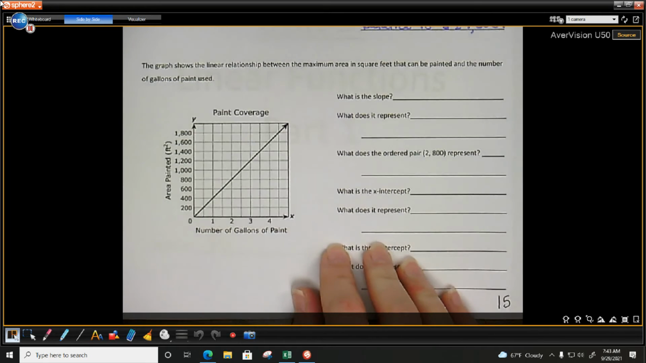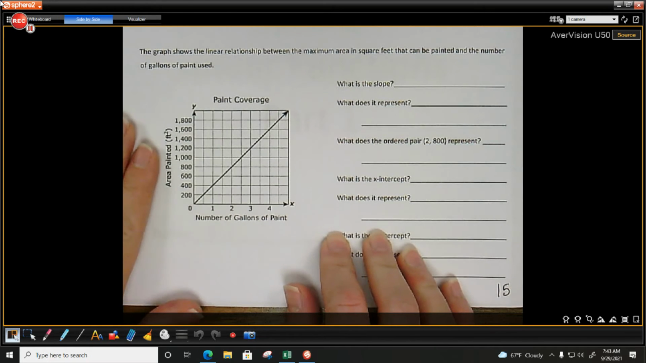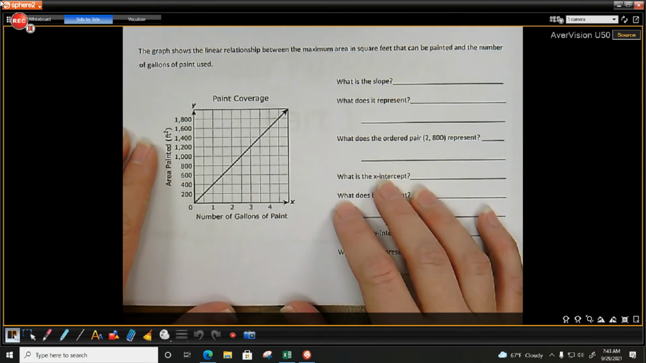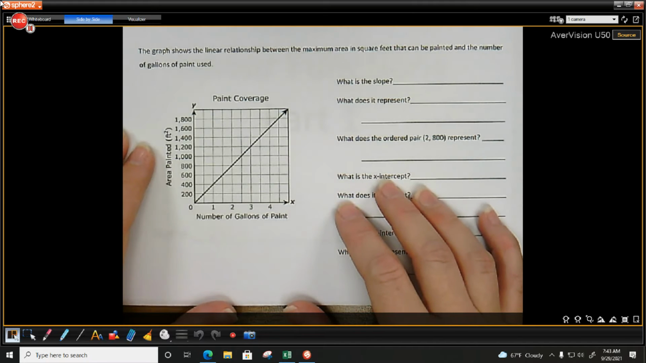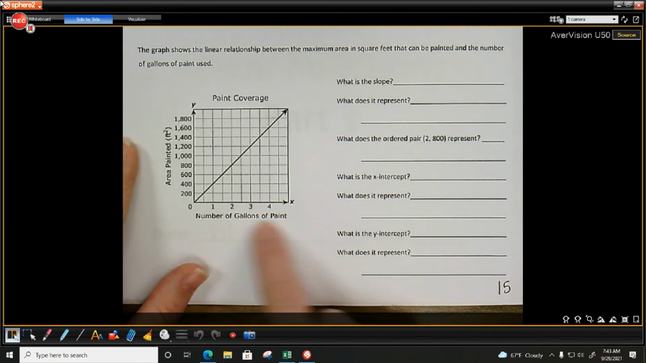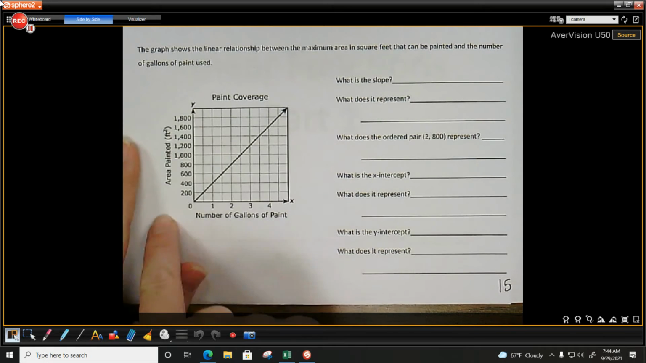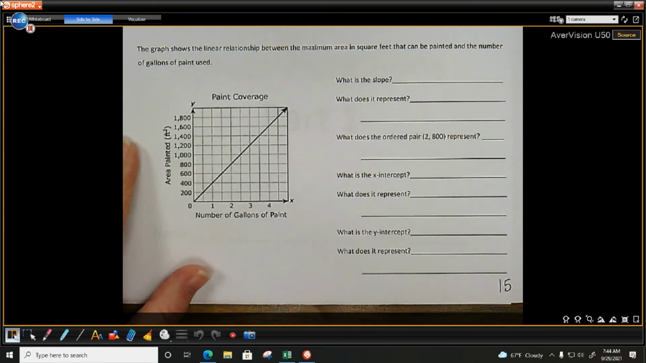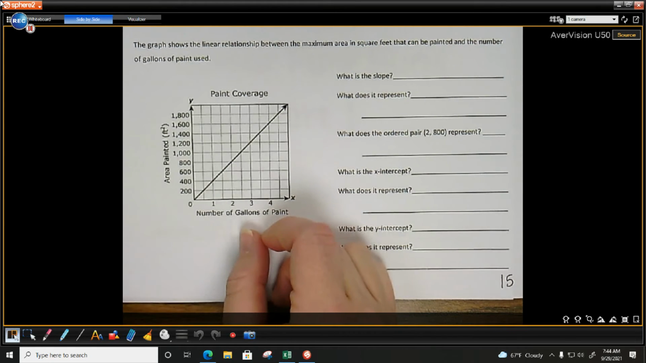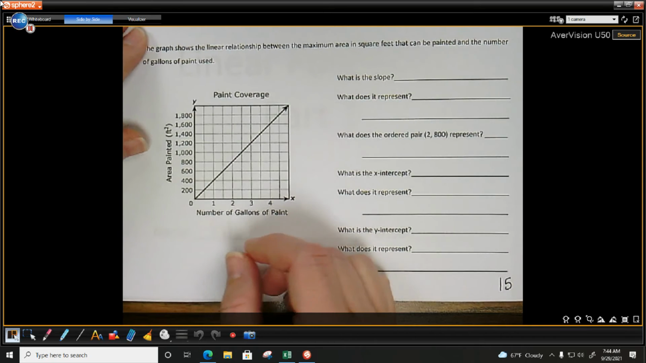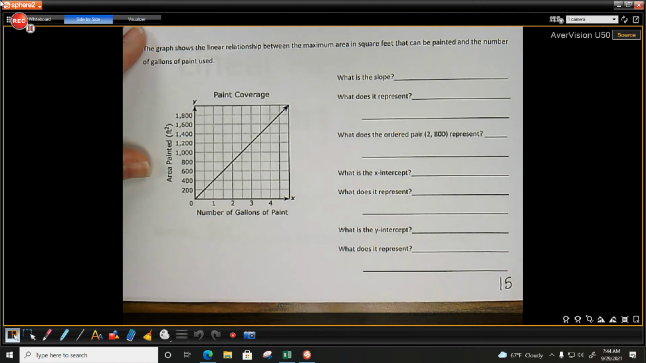Okay, who wants to read the second one for me? Thank you, Bailey. Linear. Very good. So we are comparing the gallons of paint with the amount of area you can paint. Okay? So let's find our slope. This one looks different. We don't have dots already on it with ordered pairs. So we need to find good points.